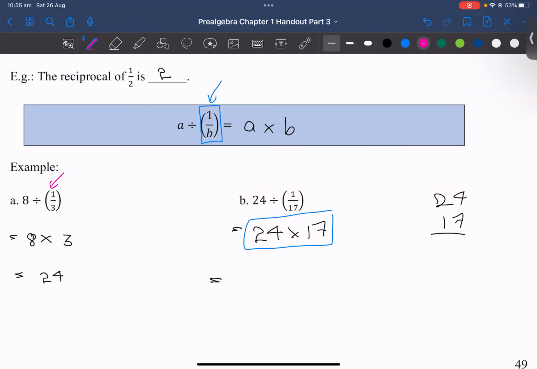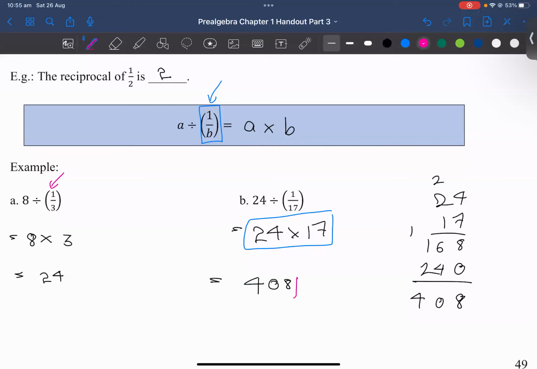I'll go through the long multiplication. So 24 times 17. 4 times 7 is 28. Carry the 2. 7 times 2 is 14, plus 2 is 16. So 168. Put the 0 for the next part, right? You get 1 times 4 is 4, 1 times 2 is 2, so 240. 168 plus 240: 8 plus 0 is 8, 6 plus 4 is 10, carry 1, 1 plus 1 is 2. 408. Did you guys get that answer?